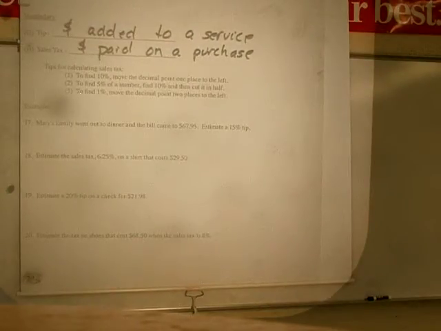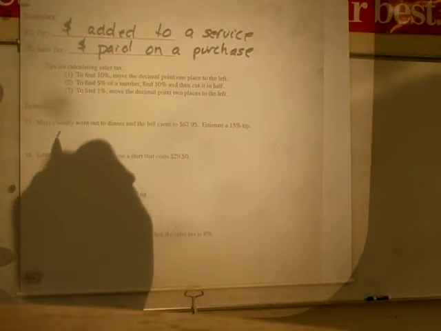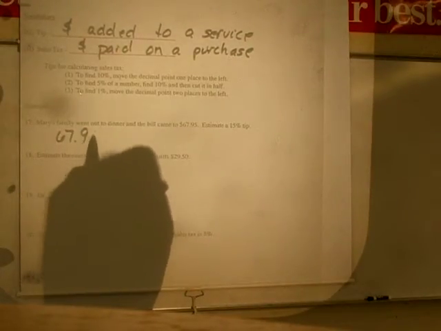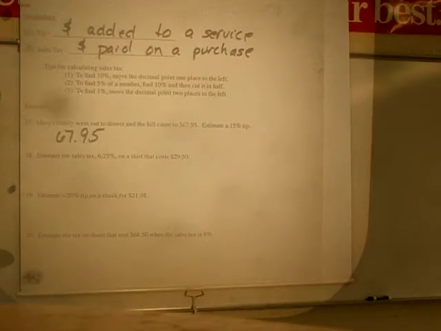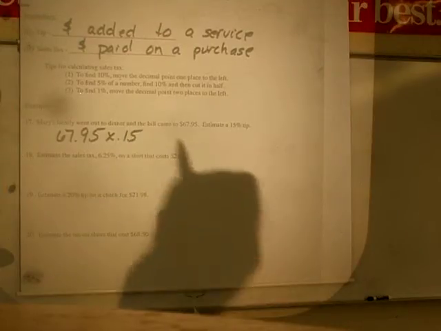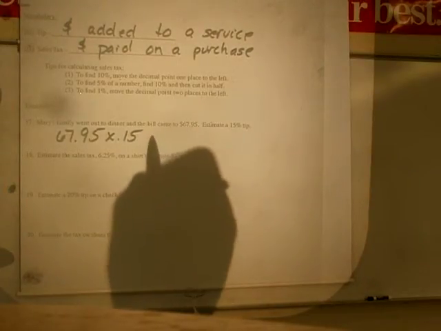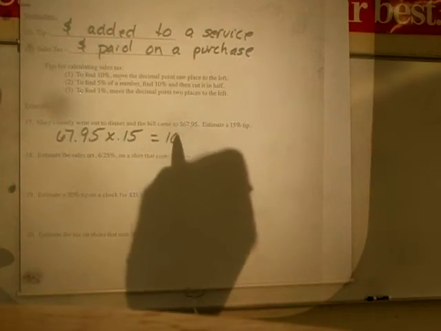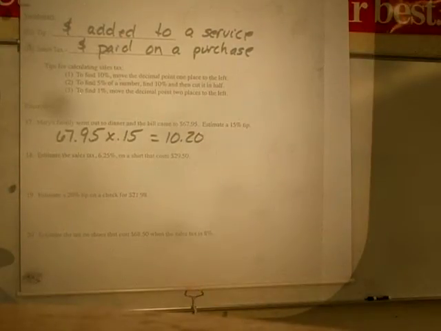17, Mary's family went out to dinner. The bill came to $67.95. We are asked to estimate a 15% tip. I would just multiply that by 0.15, and that ends up being $10.20.